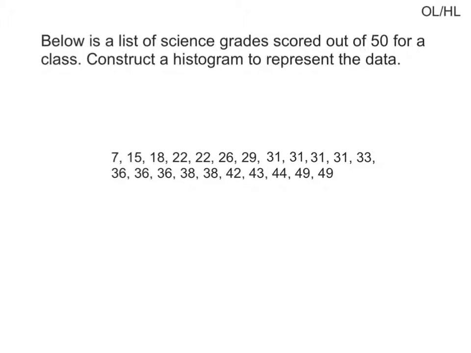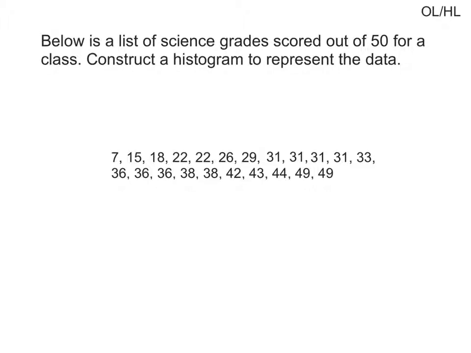The question states that below is a list of science grades scored out of 50 for a class. Construct a histogram to represent the data. It is easiest to draw a histogram from a frequency table. So the first thing we will do is make a frequency table for our values. A frequency table consists of intervals and the frequency, or number of times the numbers from our data set lie in the interval. It is easiest if we pick intervals of the same size or range.